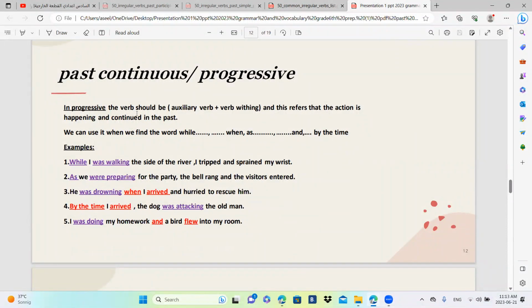The next slide. In the progressive, the verb should be auxiliary verb plus verb with -ing. And this refers to the action happening and continuing in the past. We can use it when we find the words "while", "when": after "while", before "when", after "as", before "and", before "by the time". Here we have examples. While I was walking by the side of the river, I tripped and sprained my wrist. As we were preparing for the party, the bell rang and the visitors entered. He was drowning when I arrived and hurried to rescue him. By the time I arrived, the dog was attacking the old man. I was doing my homework and a bird flew into my room.